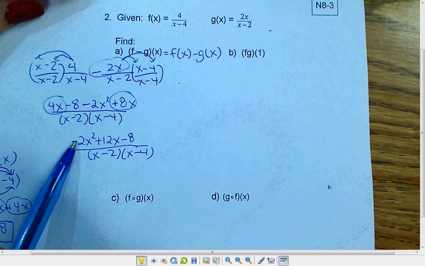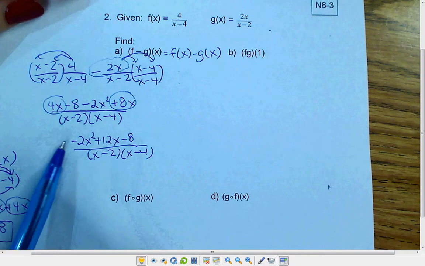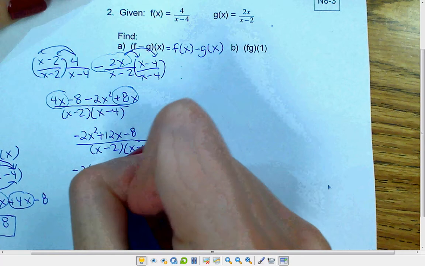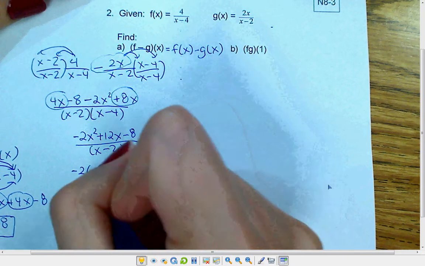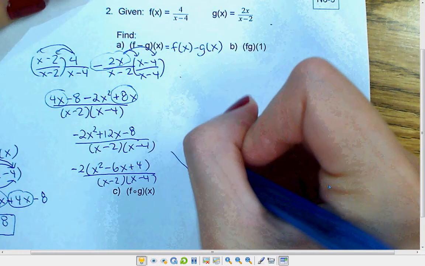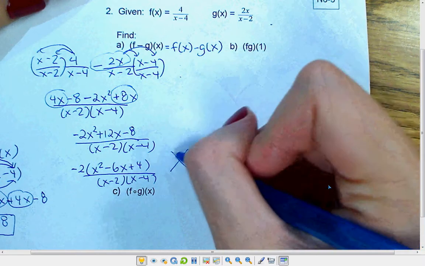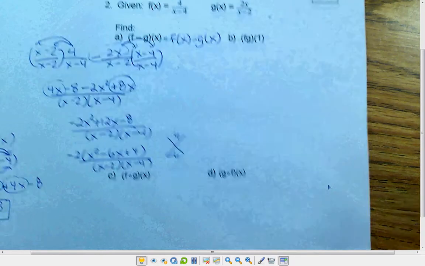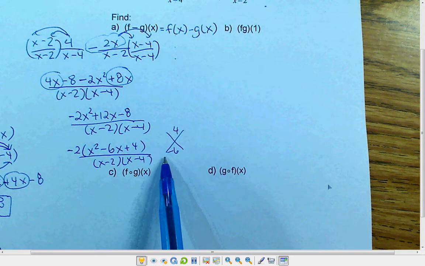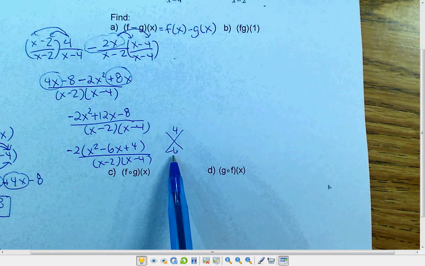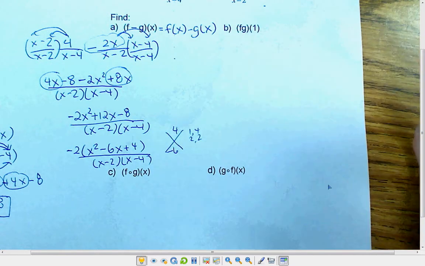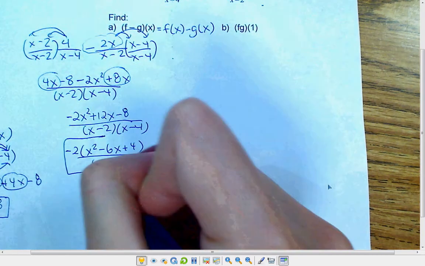Let's see if we can factor out this top. So if we look at all of our terms, we can divide all of these out by negative 2, which leaves us with x squared minus 6x plus 4. And here, for the trinomial, if we try to find a factor for this, what two numbers multiply to give you 4, add to give you negative 6? This is impossible. There's no numbers that multiply to give you 4 and add to negative 6, because 4 can only be created from 1 and 4, 2 and 2. None of those add together to give you 6. So we can't factor this anymore. This is our final answer.